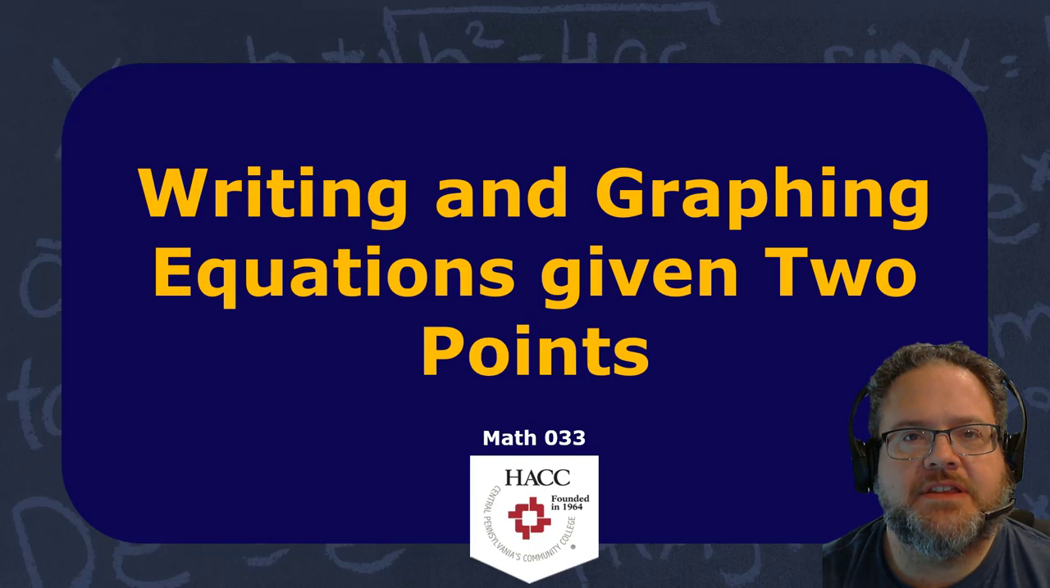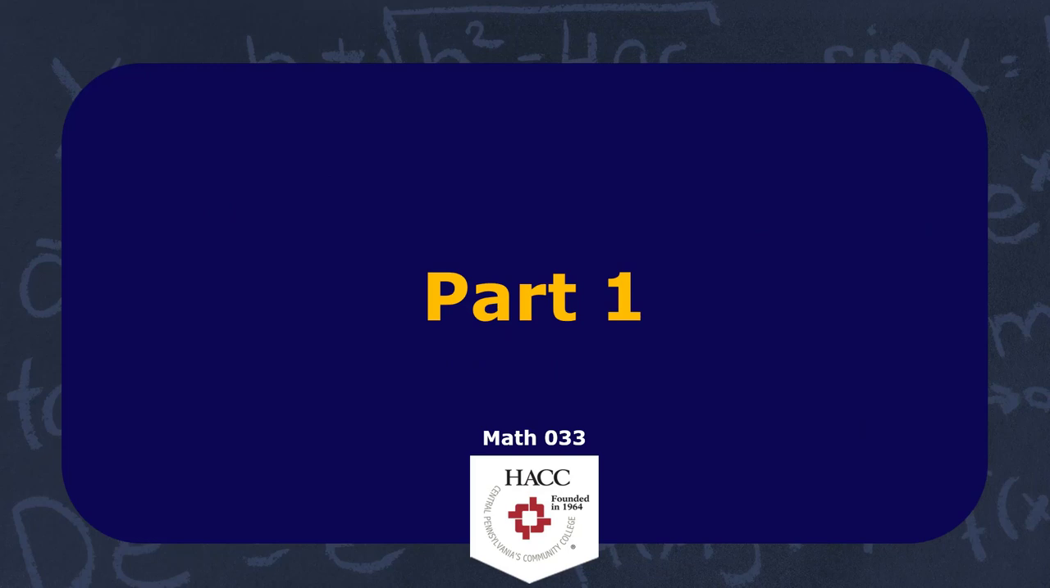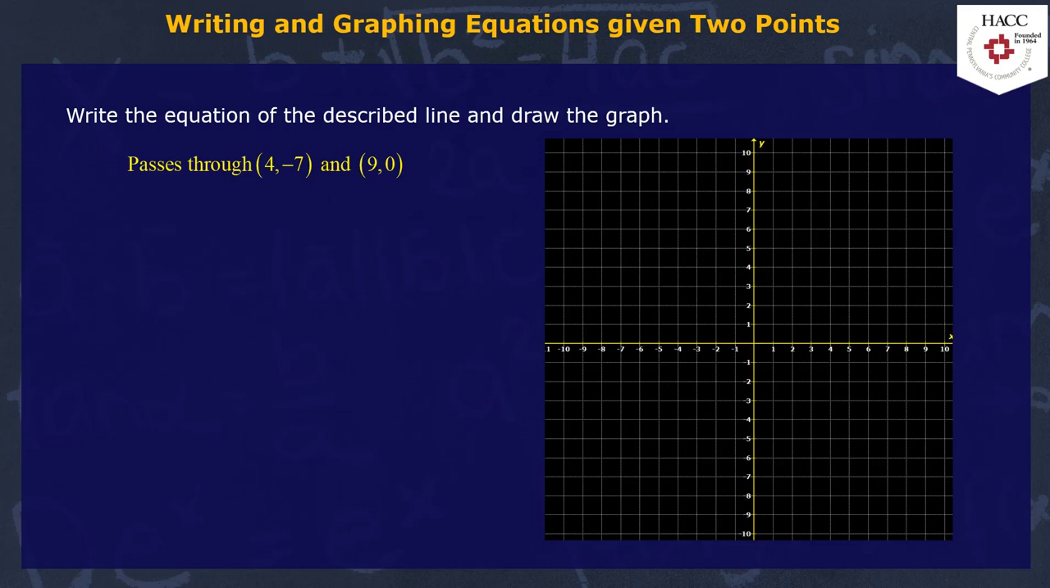This will be the first of two videos where you're given the coordinates of 2 points of a line, and you'll be asked to write the equation of the line as well as to graph the line. So this is part one of this overall lesson in order to keep the video somewhat reasonable as far as length goes. So for the first one, you're given that the line passes through (4, -7) and (9, 0).